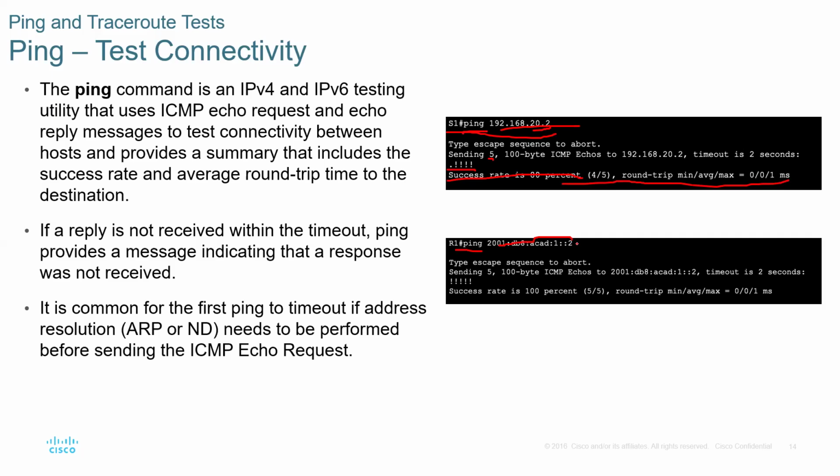If a reply is not received within the timeout, the ping provides a message indicating that the response was not received. That timeout is like the TTL value that is given. Okay, it's common for the first ping to time out or fail if addresses, ARP, or neighbor discovery need to be resolved first. So sometimes you run the ping, you see the first one fails, and the reason is just that you are running a ping for the first time.